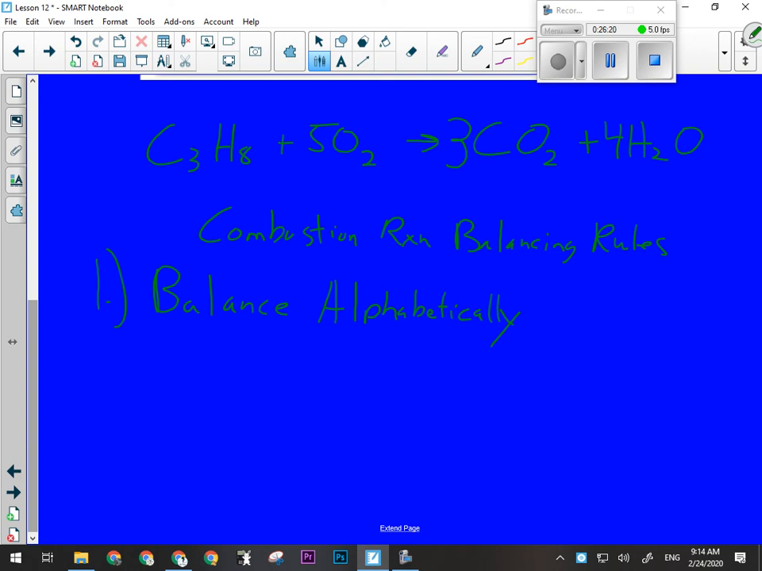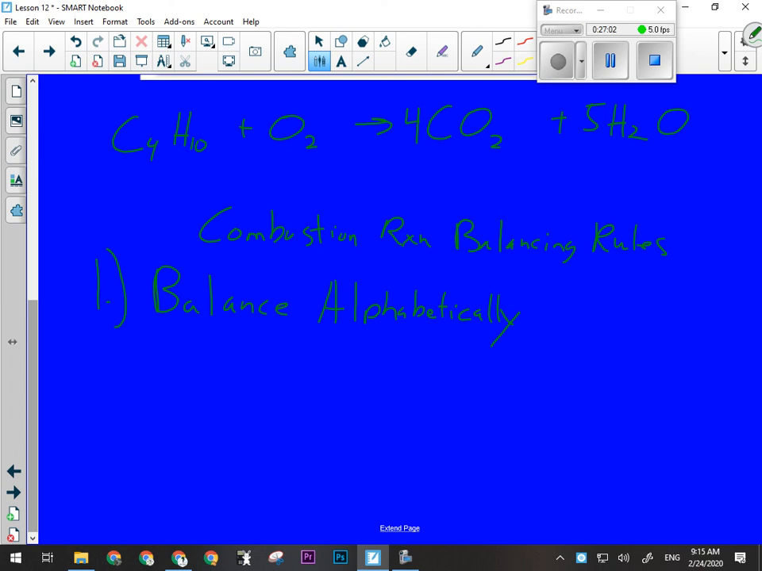It won't work as well for this reaction. We're still going to balance alphabetically. That won't change. But if I follow that rule with this reaction, I'm going to run into a problem. So just follow along with me here. I'm going to balance my carbons first. There are 4 of them here, so I'm going to put a 4 there. On this side there are 10 hydrogens. I'm going to put a 5 here. Now my hydrogens are balanced.